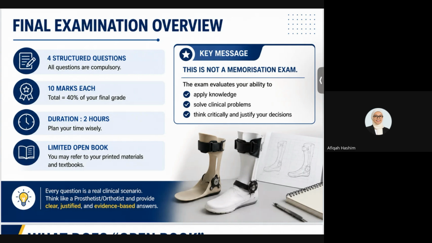Throughout the paper, you will be expected to analyze patient conditions, explain biomechanics like I mentioned just now, recommend appropriate orthotic intervention, and most importantly, justify your decision. Okay, remember in orthotics there is rarely one correct solution. So Amrin can have solution A, but she justifies the answer, and then Nada can have the other answer.